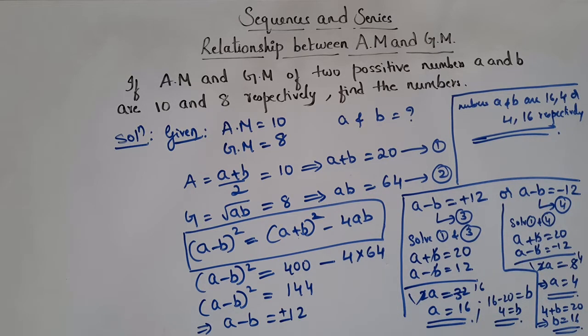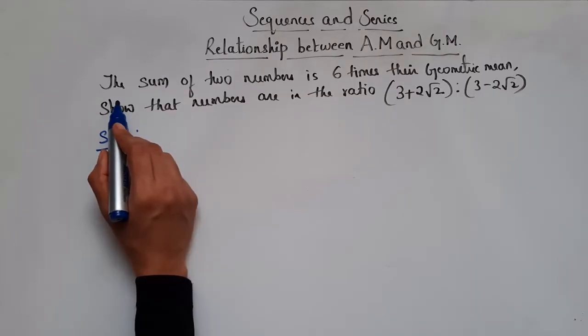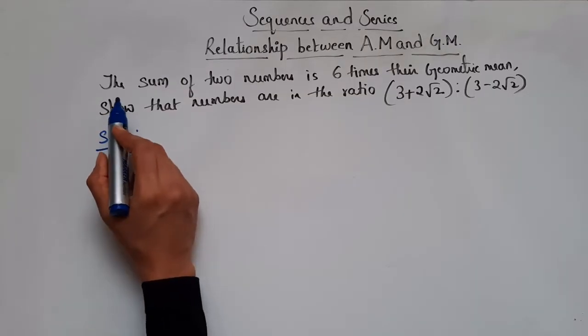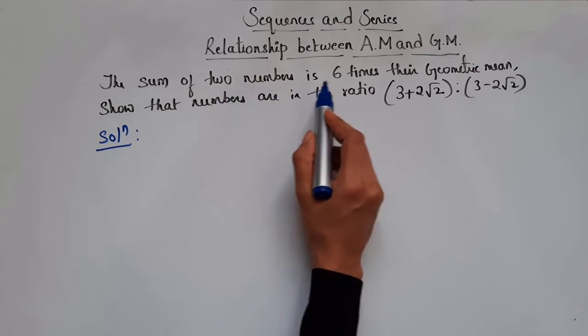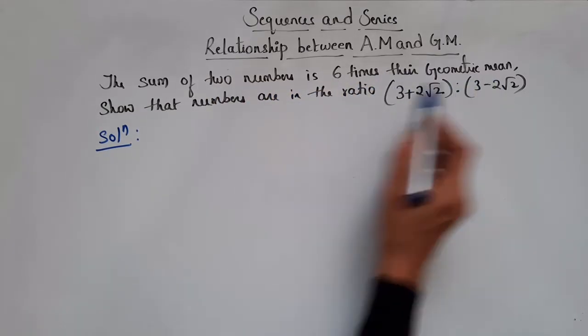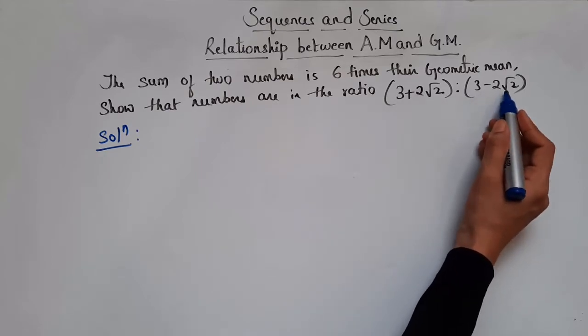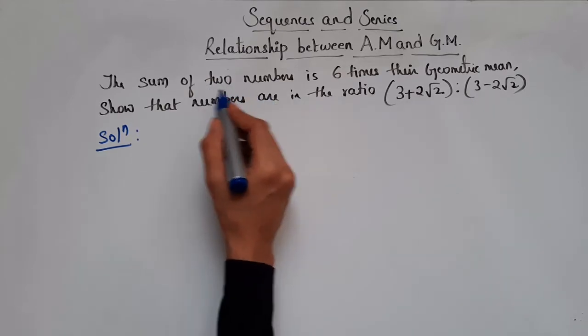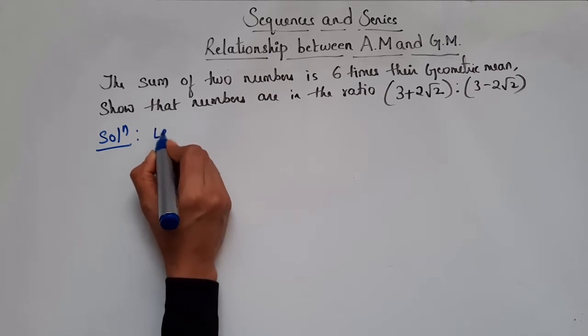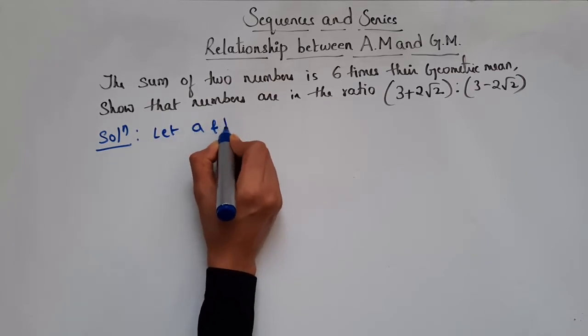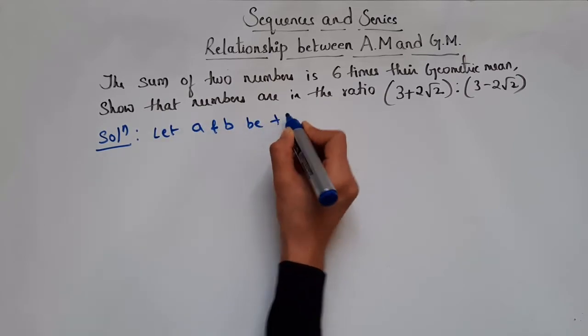So I hope this is clear. So let's see one last problem, but before that pause the video and note this down. So now let's see this last problem, which is important from exam point of view. Here it says the sum of two numbers is 6 times their geometric mean. Show that the numbers are in the ratio 3 plus 2 root 2 is to 3 minus 2 root 2. So let's take those two numbers as a and b. So let a and b be those two numbers.